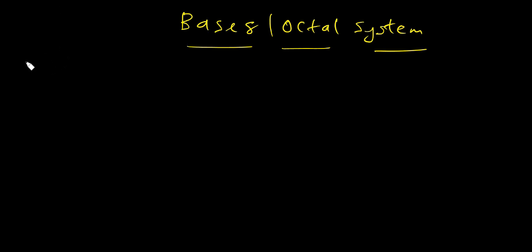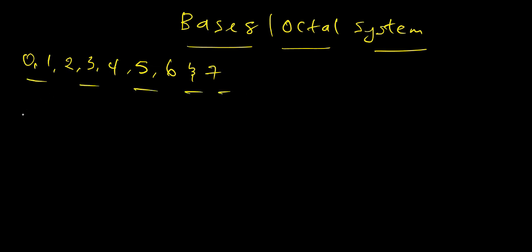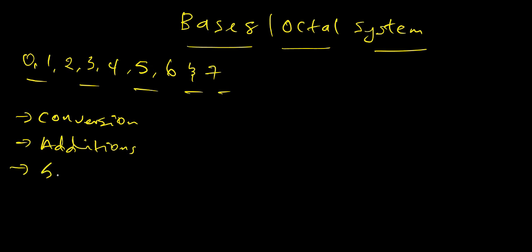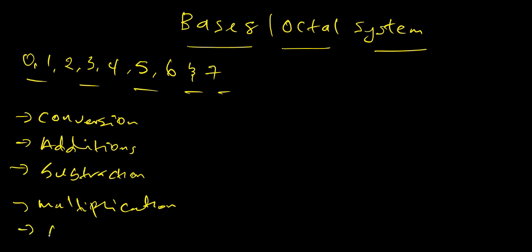So that means that in base 8 we have 0, 1, 2, 3, 4, 5, 6, and then we have 7. These are all the numbers that will be found in base 8. So when doing your operations like your conversions, when doing additions, when doing subtractions, your multiplications, and then when doing divisions, when performing all these operations, you must always remember to stop at 7.